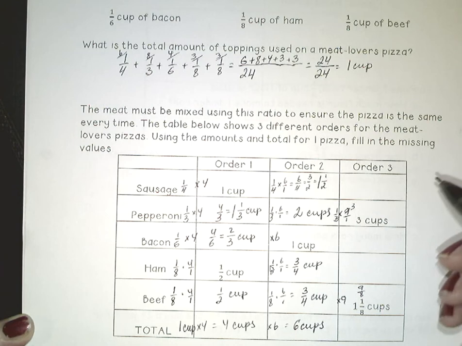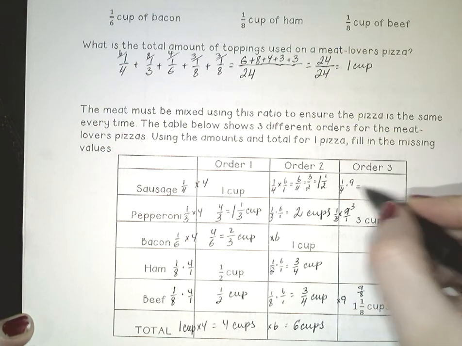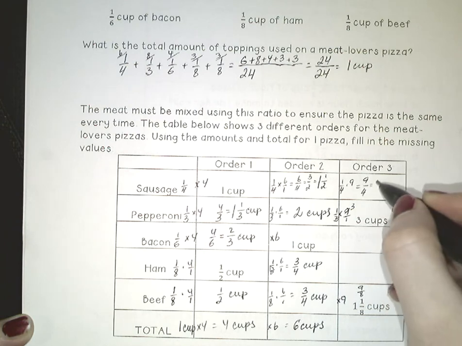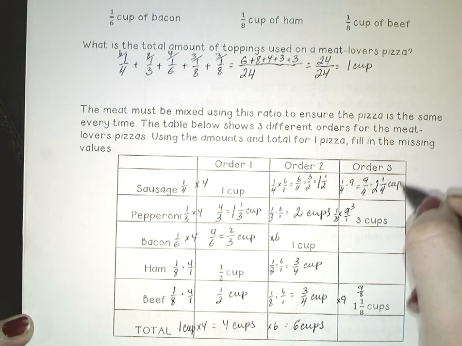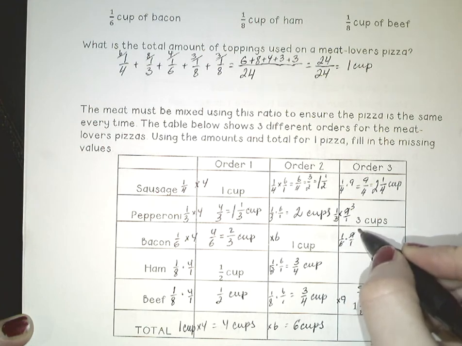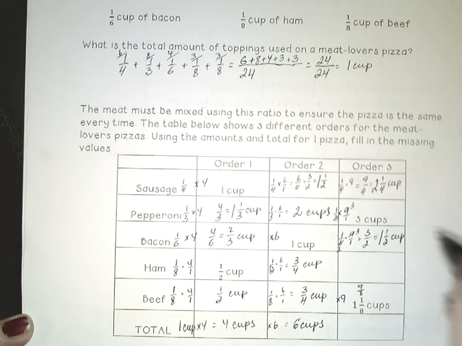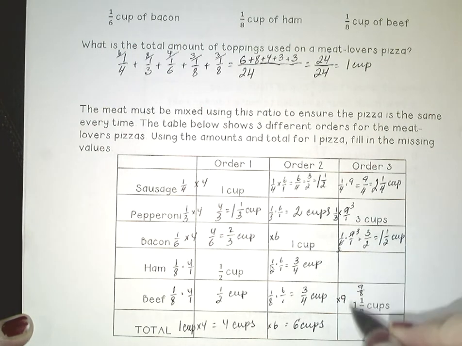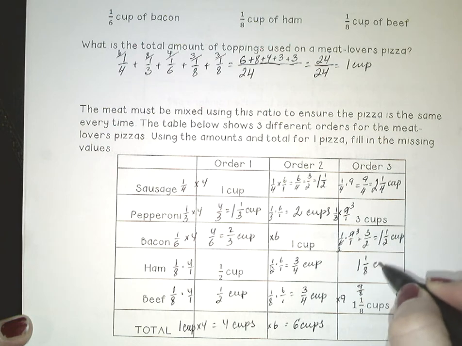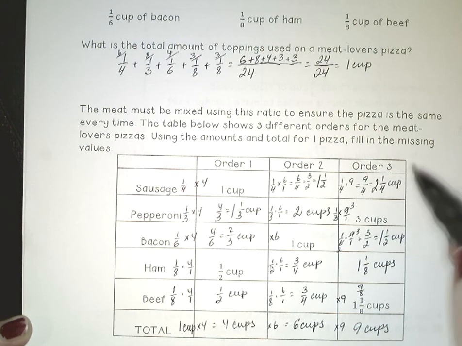Okay? So for the sausage, we have 1/4 times 9, since that is our order right here. We cannot simplify that, so we will have 9/4, which is 2 1/4 cup. 1/6 times 9, we can simplify 6 and 9 by 3, so we'll have 3/2, or 1 1/2 cup. 1/8 was multiplied by 9, and I'm not going to do the multiplication because we already have it here. 1 and 1/8 cups. The total 1 cup was there. We need to multiply by 9 and we'll get 9 cups. And that should work when you add them all up together.